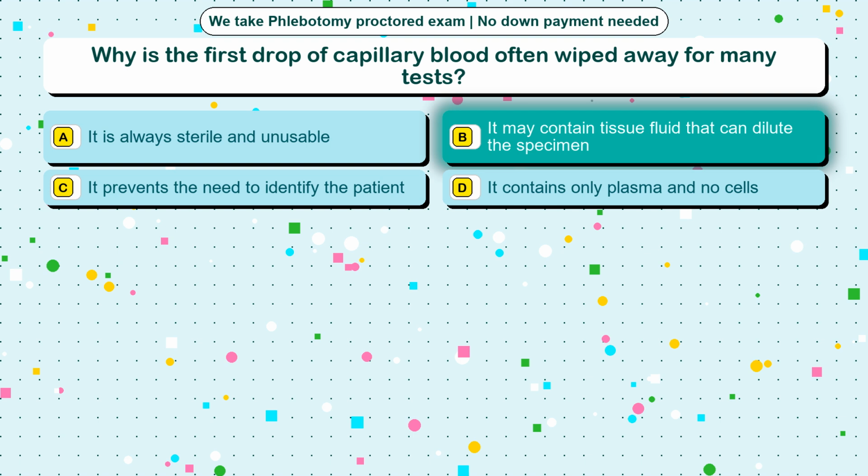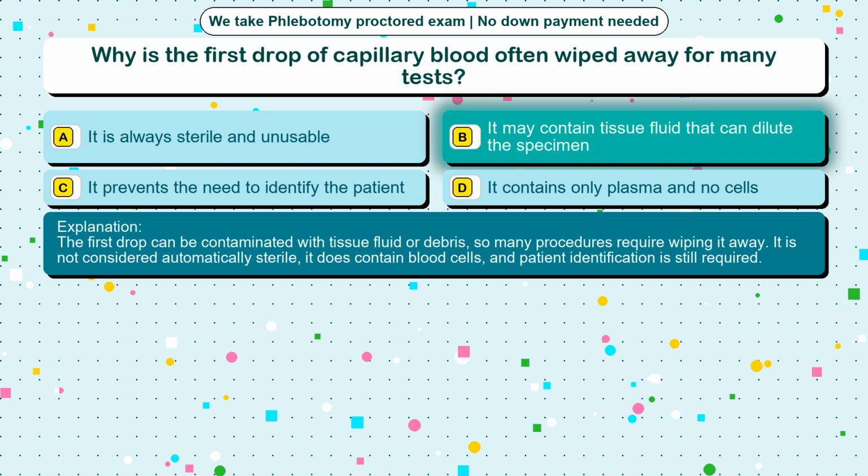It may contain tissue fluid that can dilute the specimen. The first drop can be contaminated with tissue fluid or debris, so many procedures require wiping it away. It is not considered automatically sterile, it does contain blood cells, and patient identification is still required.